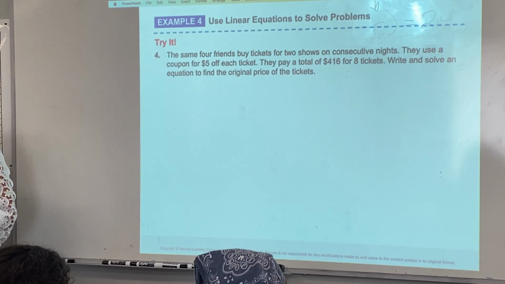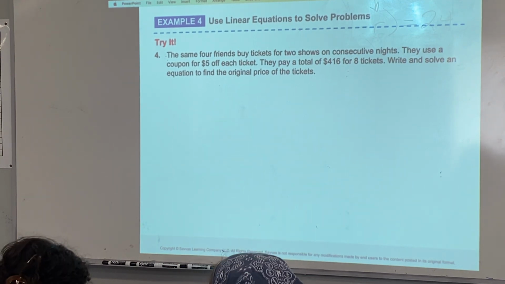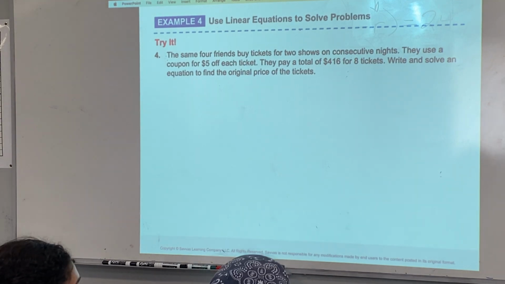Eight tickets. I love what I just heard. They said, hey, now it's 8 tickets. That changes the game a little bit, right?